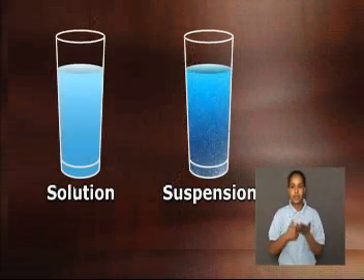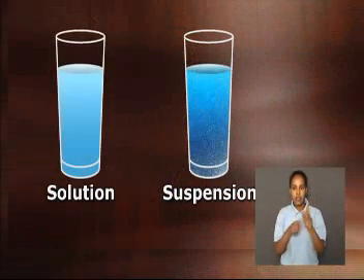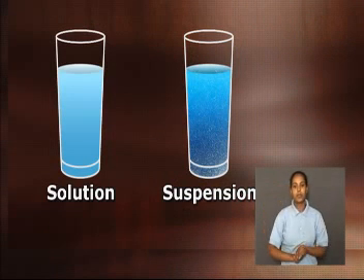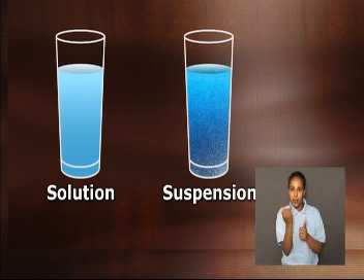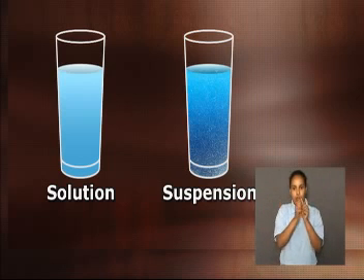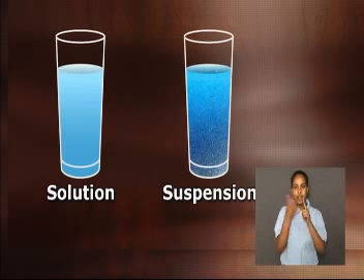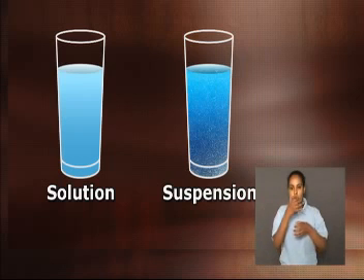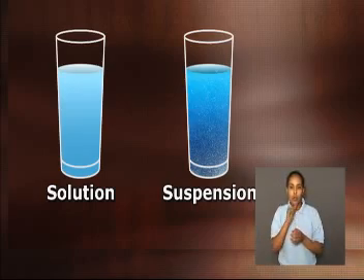This image displays the difference between a solution and a suspension. The first image is a solution. As you can see, the components have dissolved together and are uniform. The second image is a suspension. The components have settled and separated, forming a mixture that is not uniform.